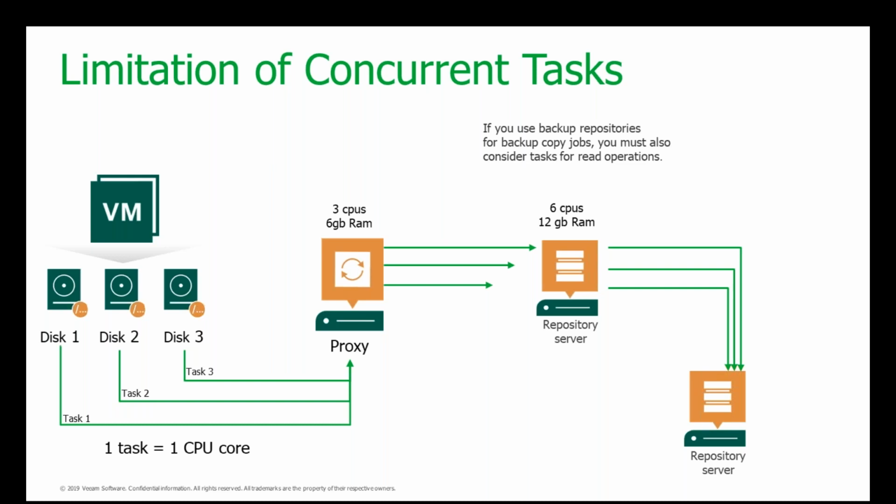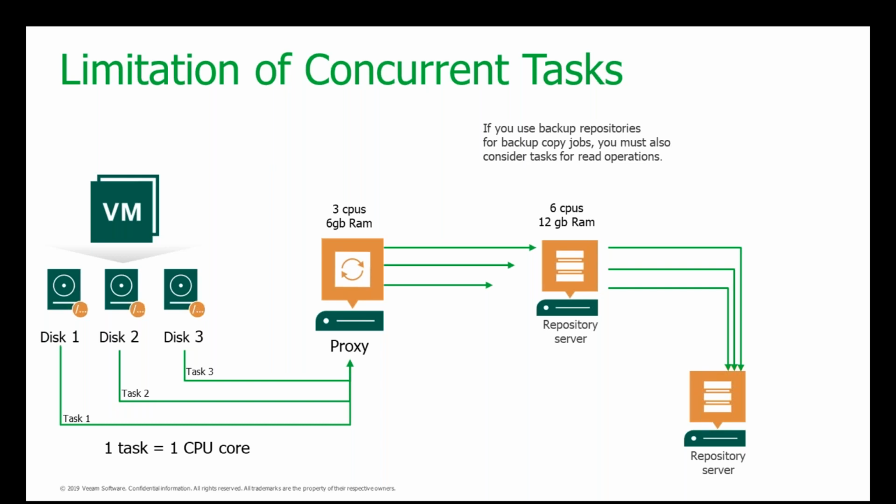So a task is one virtual hard disk. In this example, we have a virtual machine, and we leverage our parallel processing. The proxy is reading all 3 disks at the same time, and then it has to write those 3 tasks to the repository. So the repository will also be using 3 tasks.